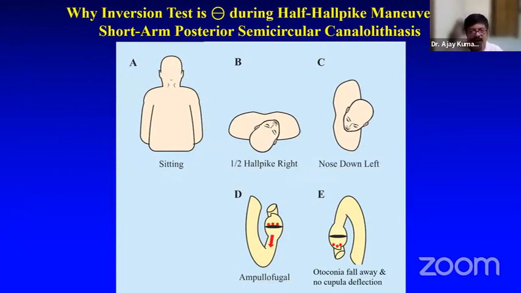So this is important: whenever you do a half Hallpike test and you see an upbeating ipsitorsional nystagmus of more than a minute duration, you have to do an inversion test, that is, nose down to the opposite side, to differentiate between the short arm variant and the posterior cupulolithiasis. Unfortunately, in many patients the two conditions often coexist.